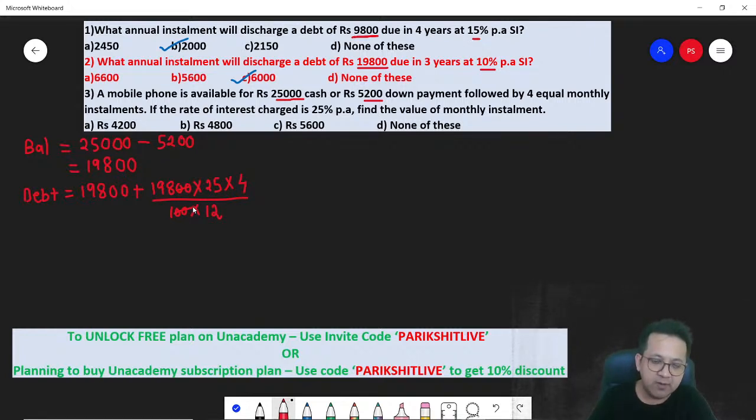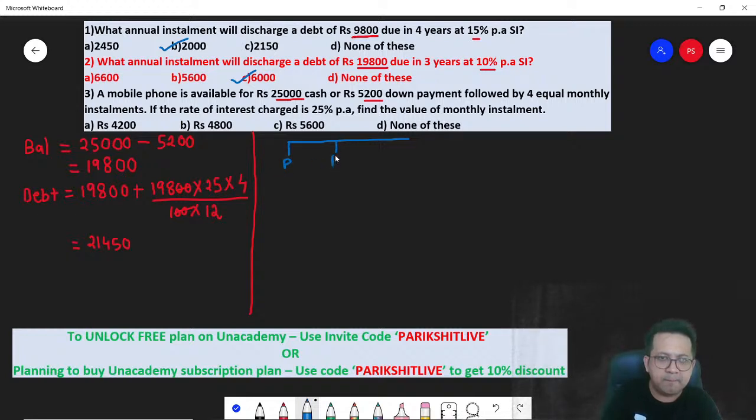19,800 divided by 12 plus 19,800. How much are you getting? I am getting the total debt as 21,450. So this is the amount you need to return at the end of 4 months. Today, if you pay, obviously you are going to pay less. But if you decide to pay later, you are also going to pay interest on it. Now you say you want to pay this in monthly equal installments. Correct? So how much do you want to return? Let's say every month you pay P, P, P, and P.